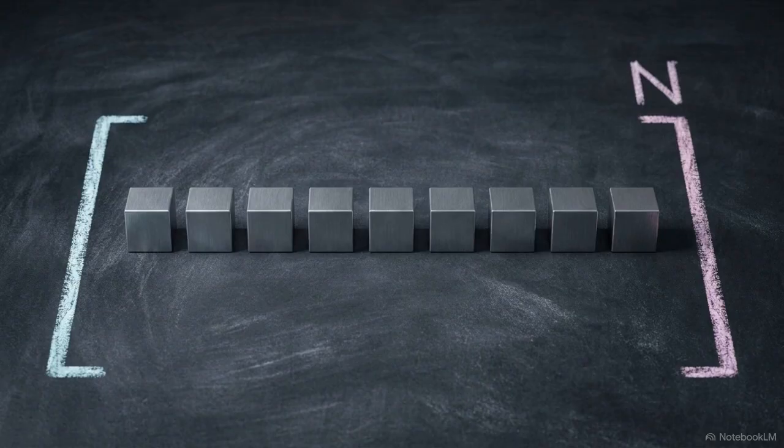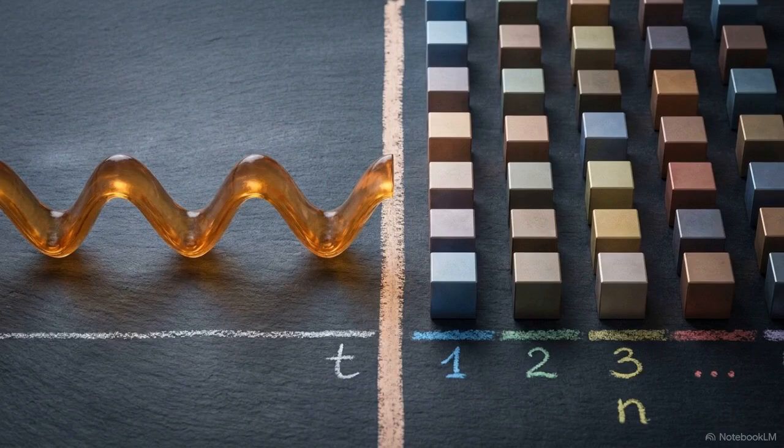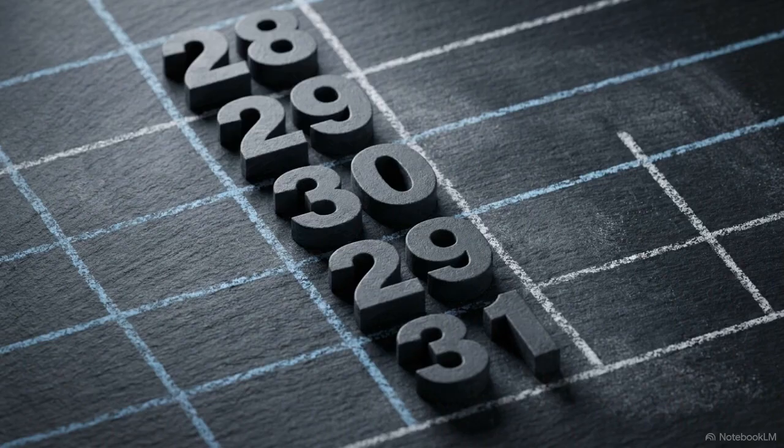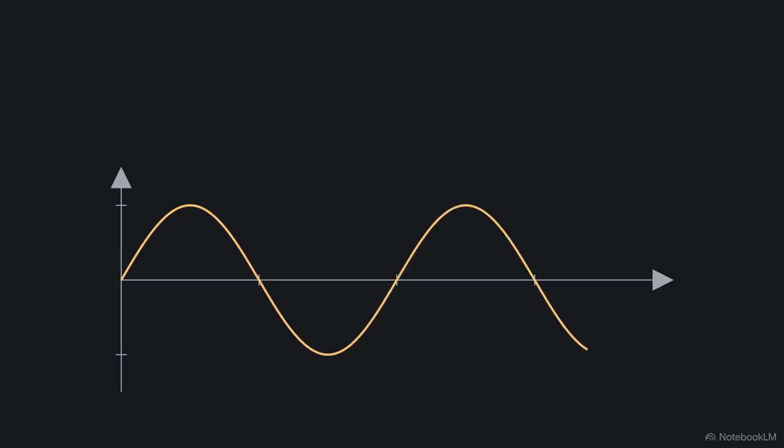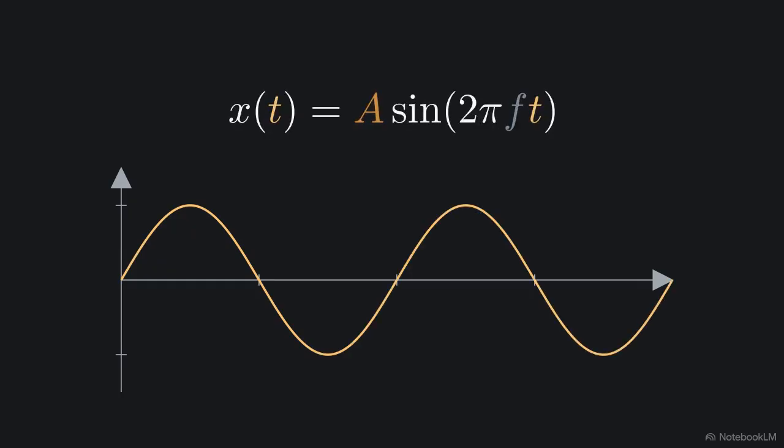We define the absolute boundary of this dataset using a capital N, which represents the total number of recorded samples. By swapping t for n, time is successfully frozen. A flowing physical event becomes a static, computable list of numbers. Here is the standard mathematical model for a continuous wave. The amplitude a and the frequency f operate inside that flowing time variable t.